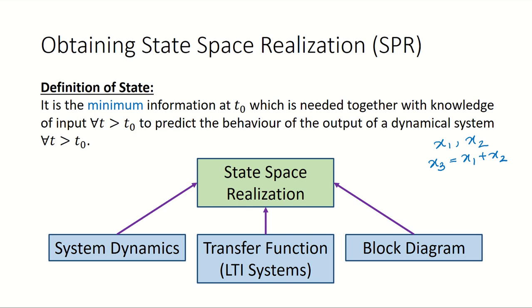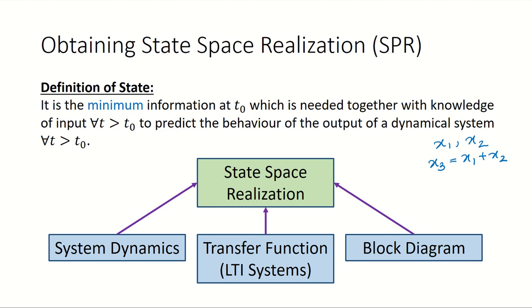This is not generally highlighted even in the definitions you will see. However, when we say minimum information, it implicitly means that these minimum set of information are independent of each other. So these x1 and x2 are also independent of each other. That's why they form an orthogonal basis. As you saw in the state space, they form orthogonal basis.